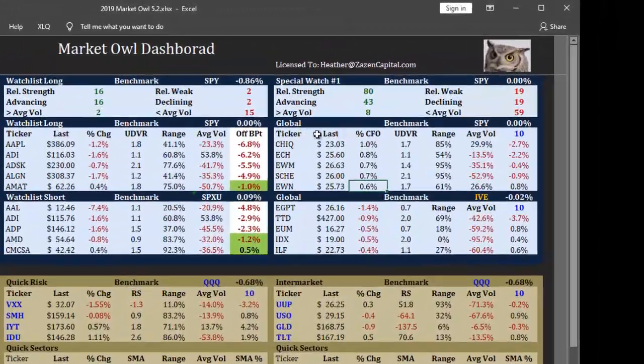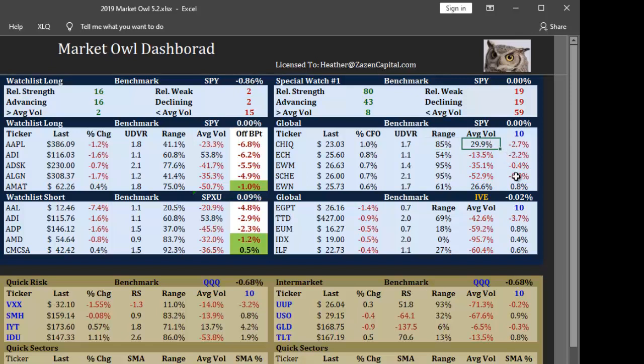You've got a ticker, a price, percent change from the open, up down volume ratio, range being how far in the day's range is price. Is it above halfway? Is it below halfway? Is it near the high? Is it near the low? 85% means it's somewhat near the high of the day, the high being 100%.